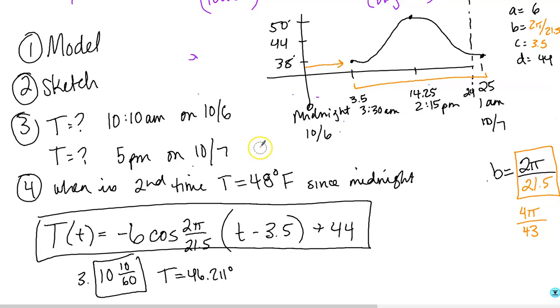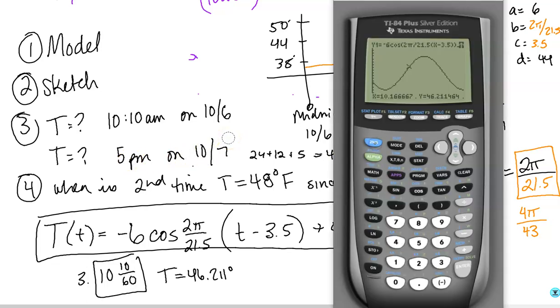So that would be 24 full hours, plus you've got to go all the way to 5 p.m. So that would be plus 12 to get you to noon, plus another 5. So that gets me to what? 36 plus 5, 41. So this is a total time of 41 because I have to go to 5 p.m. on the 7th. Now here's the problem. If you try to plug in 41, you're going to get an error.